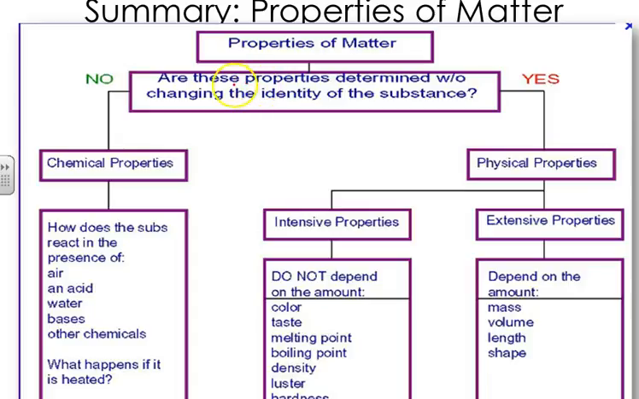If we answer no to our original question, are properties determined without changing the identity of the substance? If we answer no, then we have chemical properties. And with chemical properties, we want to know how the substance reacts in the presence of other substances, such as air, an acid, water, bases, other chemicals, and also what happens if it's heated. Does it break apart? Does it combine with oxygen? Those would be chemical properties.